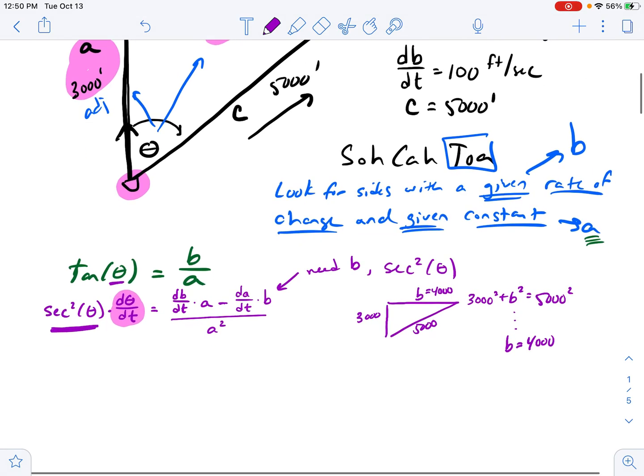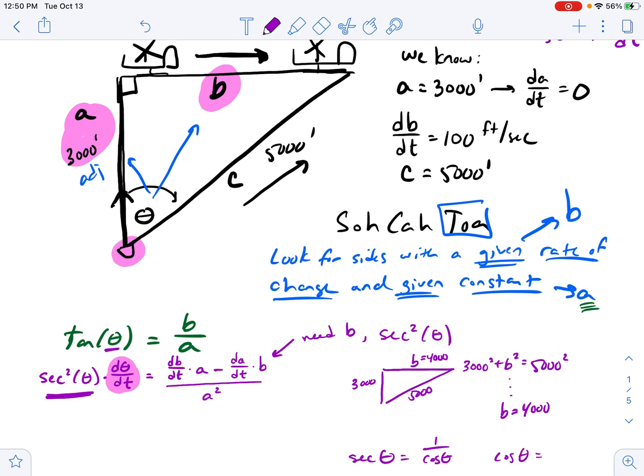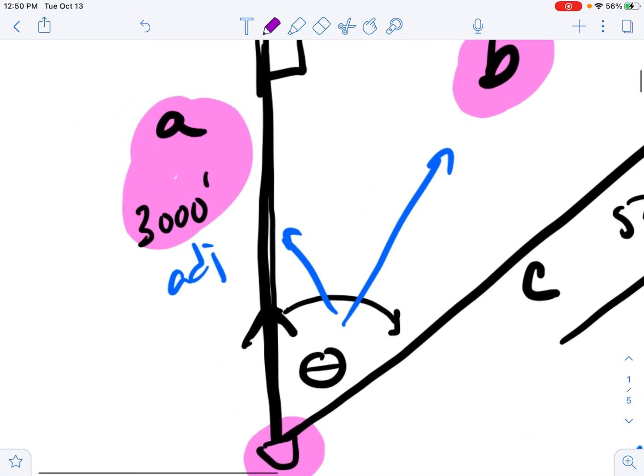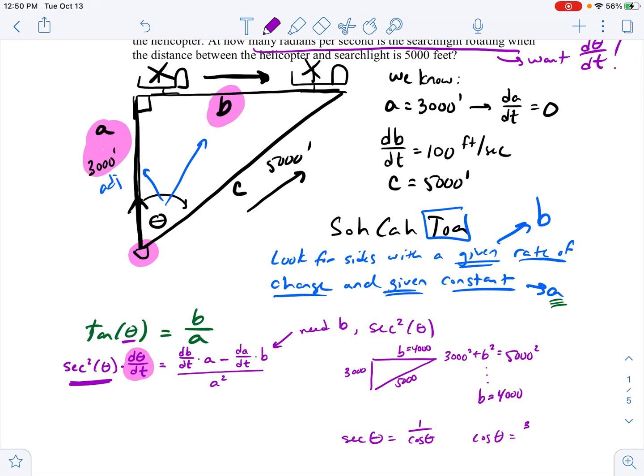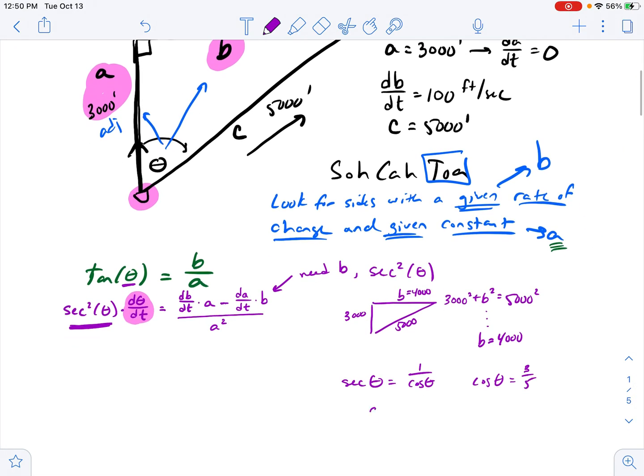We also need the value of secant squared theta. Well, remember, secant theta is the flip of cosine. So if I figure out what cosine is, I can flip that over. Now, we know cosine is adjacent over hypotenuse, so that's going to be 3,000 over 5,000, or 3 over 5. So the secant value is going to be 5 over 3, the reciprocal. And so if I square that, we get 25/9. Okay, and so now we have everything we need. So secant squared theta became 25/9.